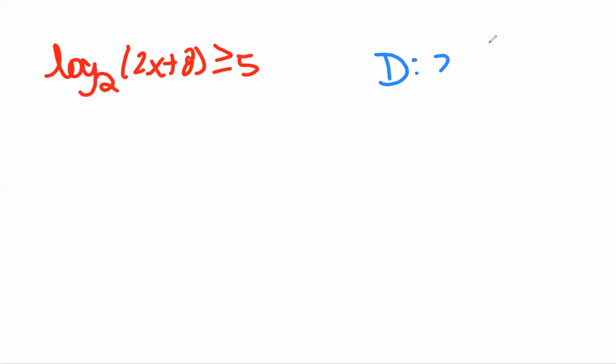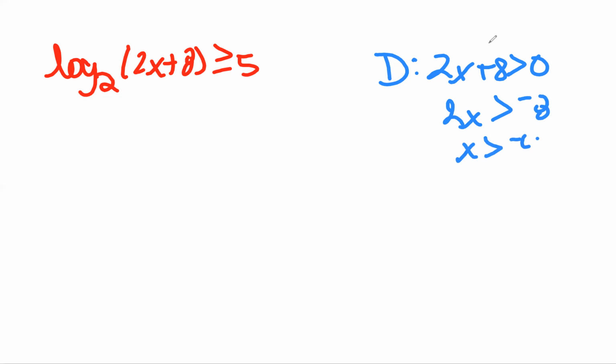So log base 2 of 2x plus 8 is greater than or equal to 5. So find your domain. Always the first thing, or generally that helps. So 2x plus 8 is greater than 0. 2x is greater than -8. x is greater than -4. So starting what my number line would look like on this. If you choose to do sign patterns, you could do that too. I just think that using a number line is the easier part of that.